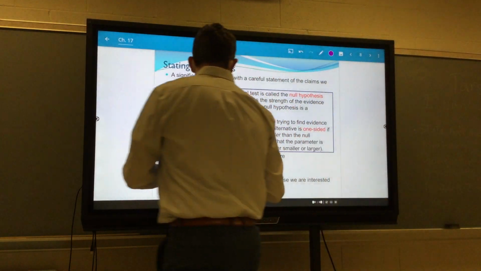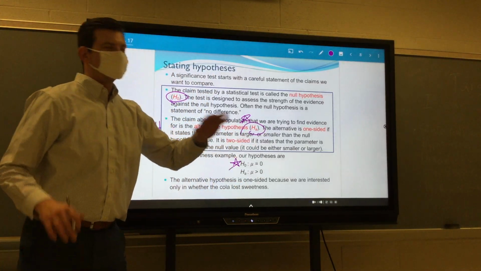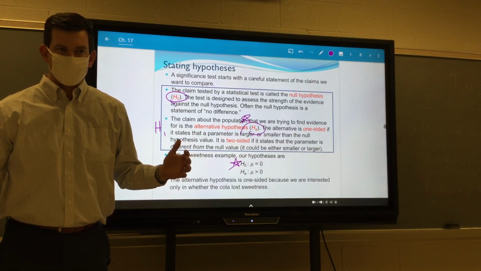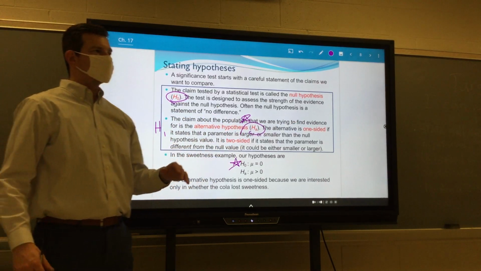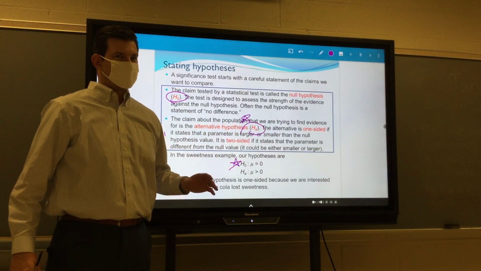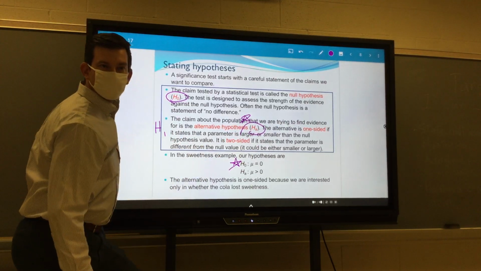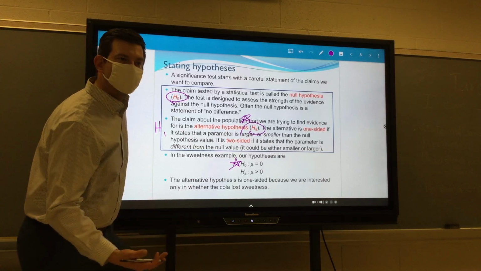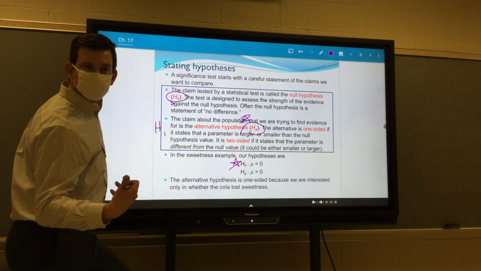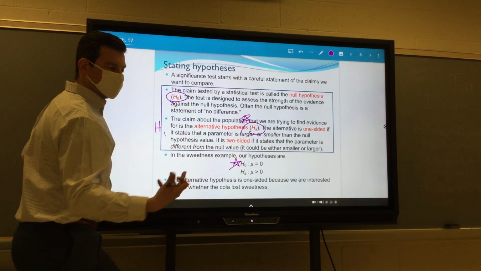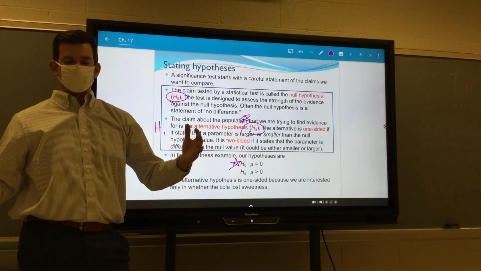So let's visualize it like this. Our null hypothesis is always going to be equality, okay? Or some form of equality. We have it as just an equal sign here. But technically it could be greater than or equal to or less than or equal to. And I don't really want to get into that right now. In our sweetness example, our null hypothesis is that the mean is 0. That there's no change in the sweetness of these artificial sweeteners. Okay, that everybody's interpretation of the sweetness averages out to 0.